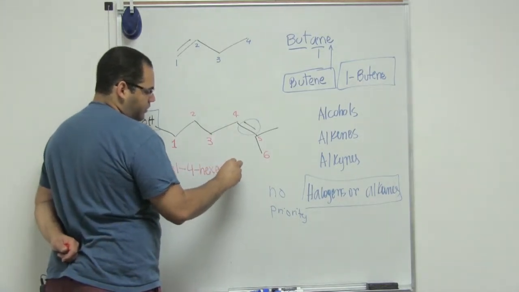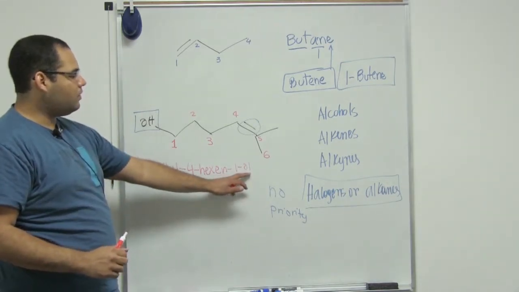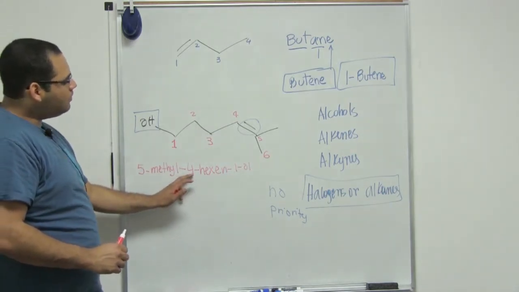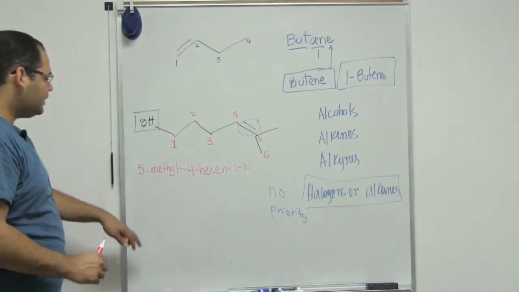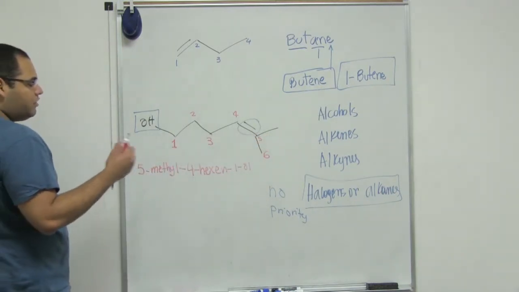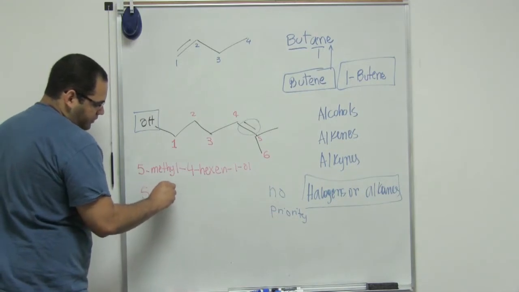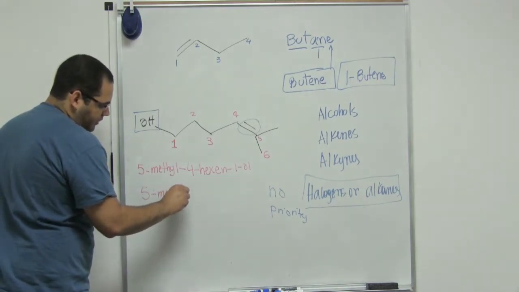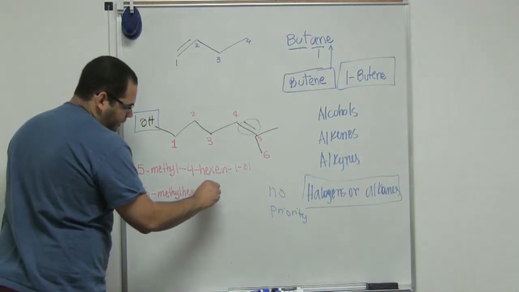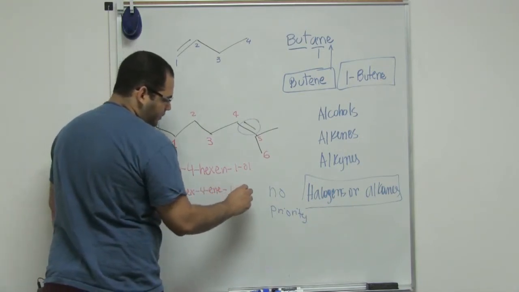In 1-ol because ol stands for alcohols. So in position number 1, I have an alcohol. In position number 4, I have a double bond. And in position number 5, I have a methyl group. Or I could rewrite this as 5-methyl-hex-4-en-1-ol.